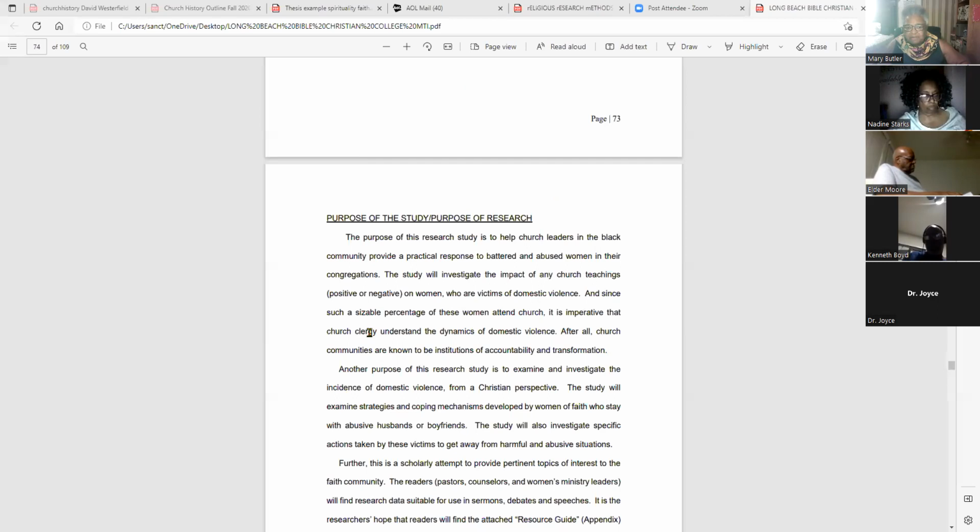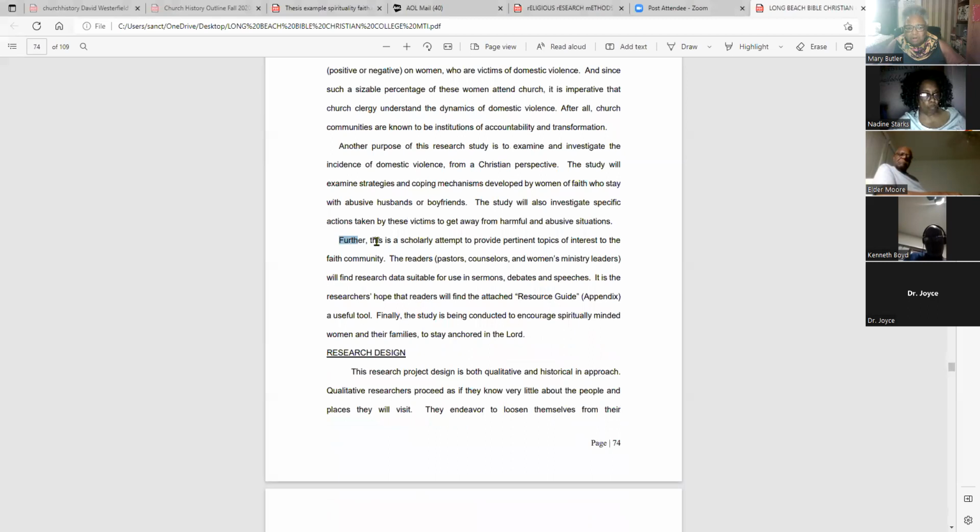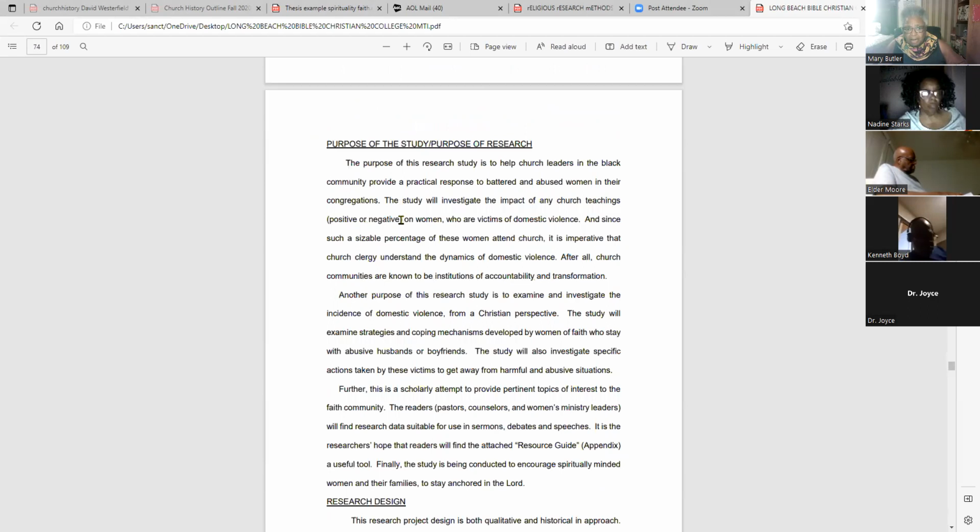Okay? There's one of those transitional words. Further, you get tired of saying this, that, and the other. You can say further or furthermore, another purpose. That's a transition word, okay? The transition word helps you kind of sound intelligent.